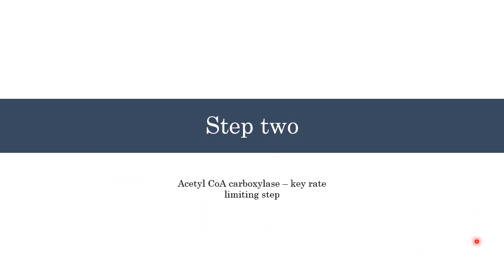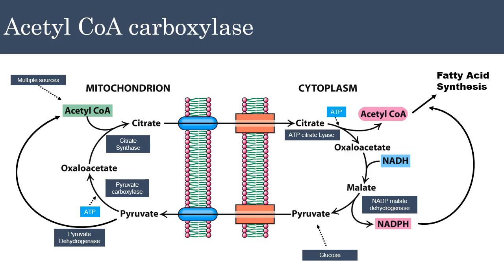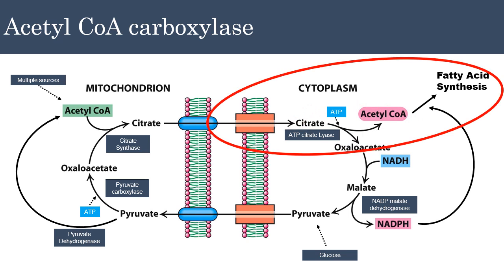Step 2, acetyl CoA carboxylase is the key rate limiting step. This is that formation of malonyl CoA. So let's have a look at the whole cycle altogether, and let's focus here on this area of citrate to acetyl CoA into fatty acid synthesis.